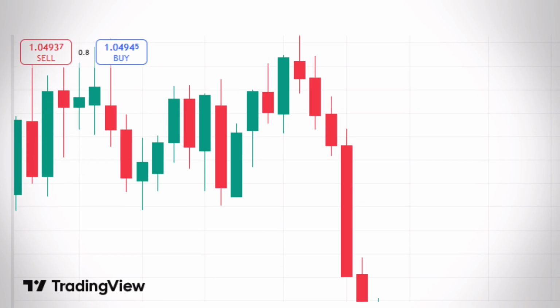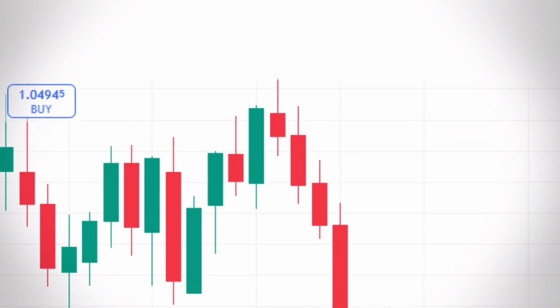Typically, the bearish harami forms at the top of an uptrend, signaling that the buying momentum may be fading and there's an imminent reversal.